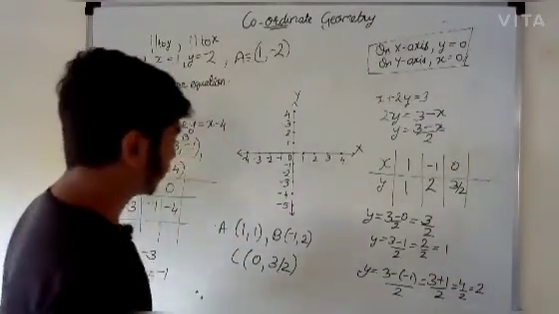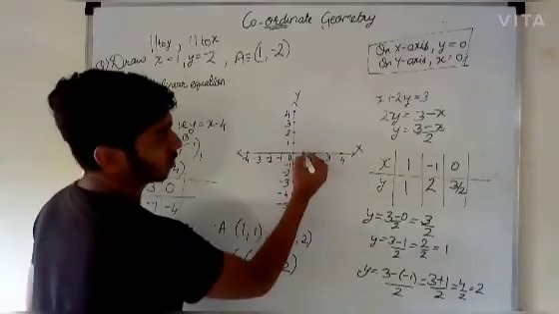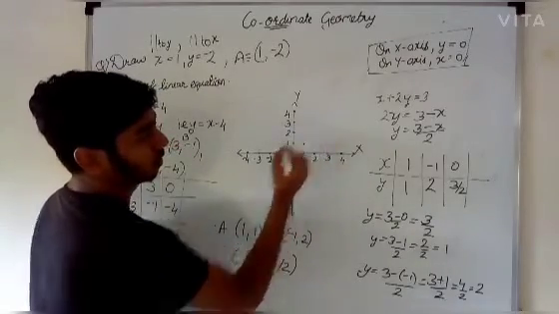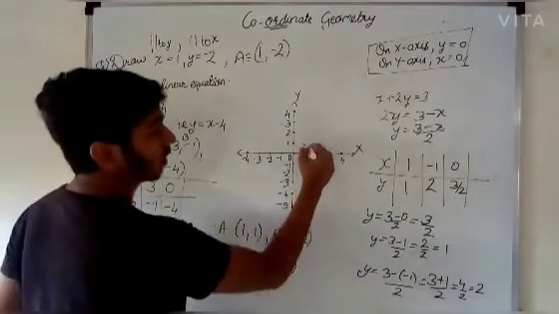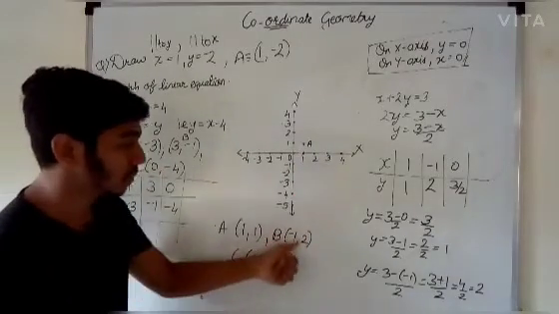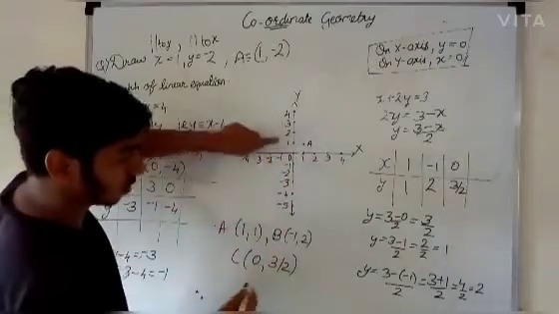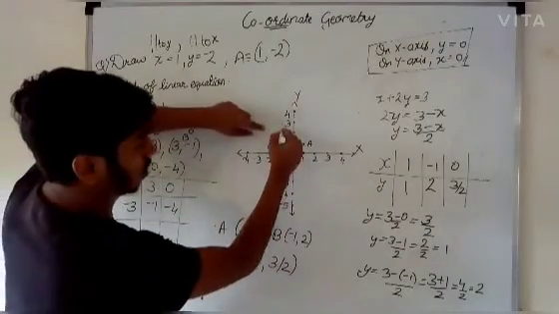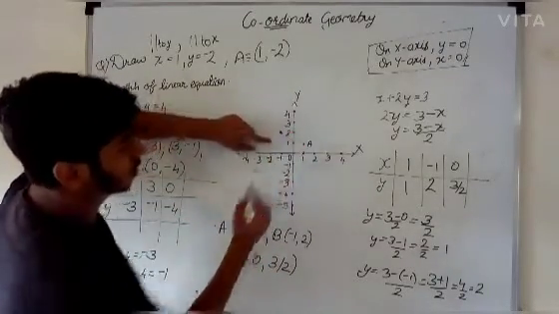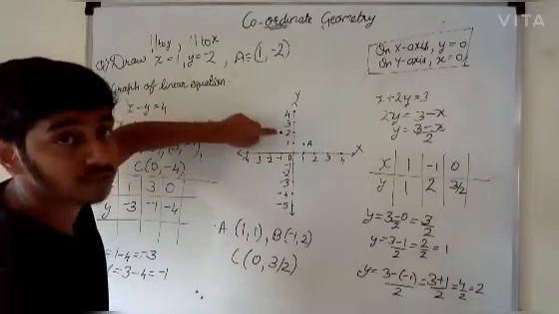Okay, so let's see. A is 1, 1. So this is 1, this is 1. So here at this point, so that will be A. What about B? Minus 1, 2. So minus 1 is here, and 2 is on y-axis. So over here. So minus 1, 2, that is B.